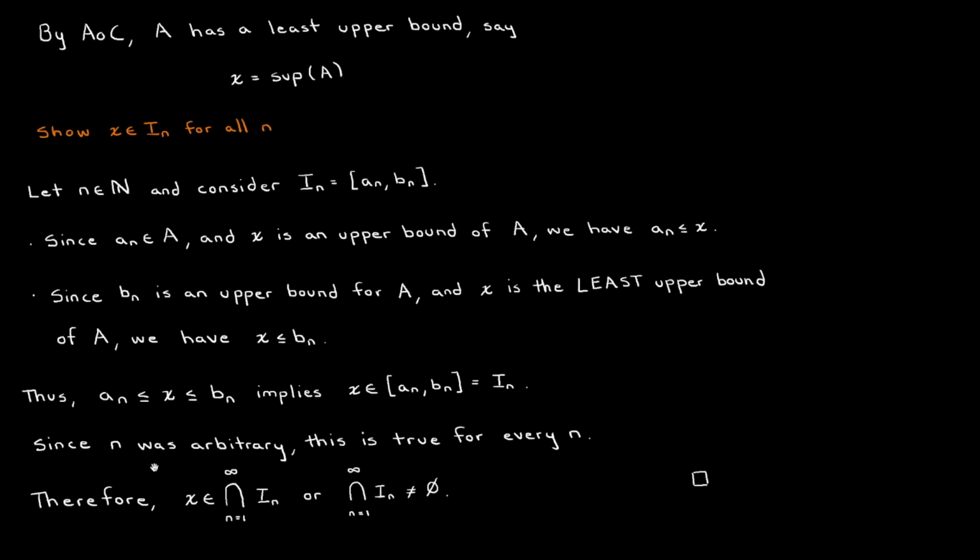But n was an arbitrary natural number, and therefore x is actually an element of In for every natural number n. Well, if x lies in every single interval I1, I2, I3, and so on, that means that x lies in their infinite intersection. And therefore, we conclude that the intersection of all the closed intervals is actually non-empty, because we just constructed an element inside this intersection. And this completes the proof of the nested interval property.